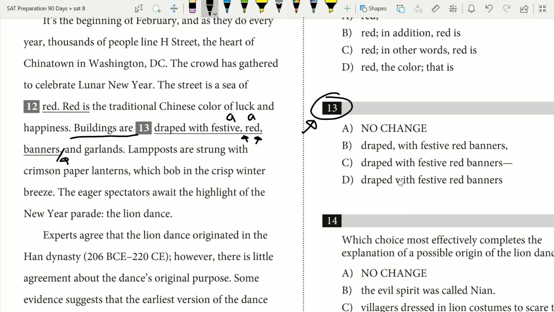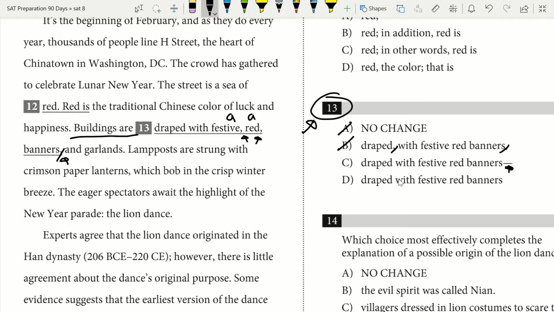So I know immediately any answer choice with a comma after banners can be removed. That gets rid of A and it gets rid of B. Another reason I could get rid of B is that I have "buildings are draped with"; I don't need a comma there either. So I could get rid of B based on that, as well as the comma after banners. The next thing I'm looking at, between C and D, is that the only difference would be the em dash after banners.